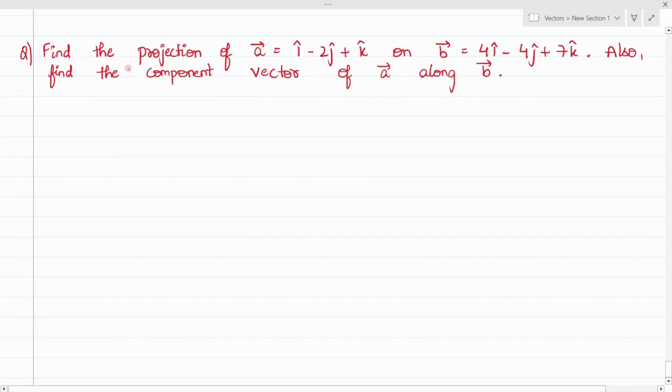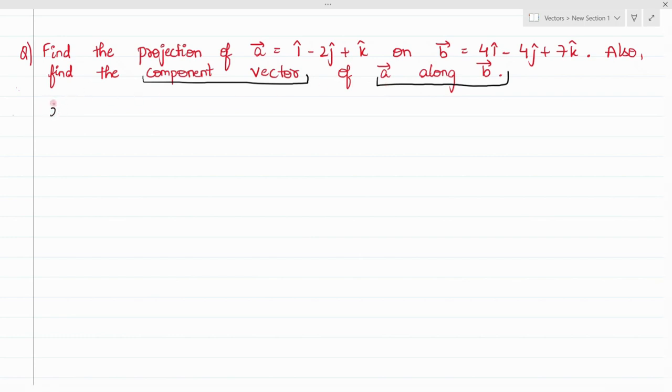In this question, we need to find the projection of A on B, and also we need to find the component vector of A along B. So let us first find the projection of A on B, which is nothing but A dot B upon B magnitude.